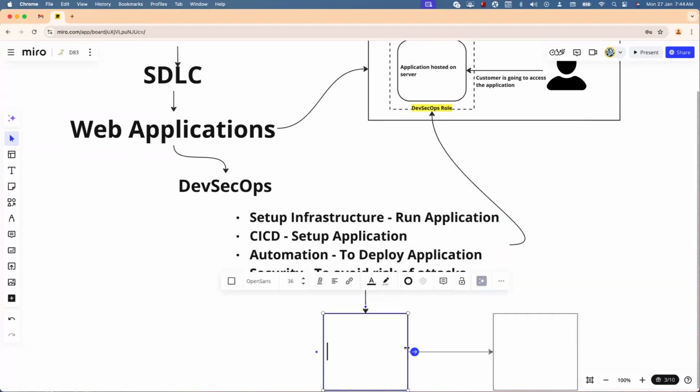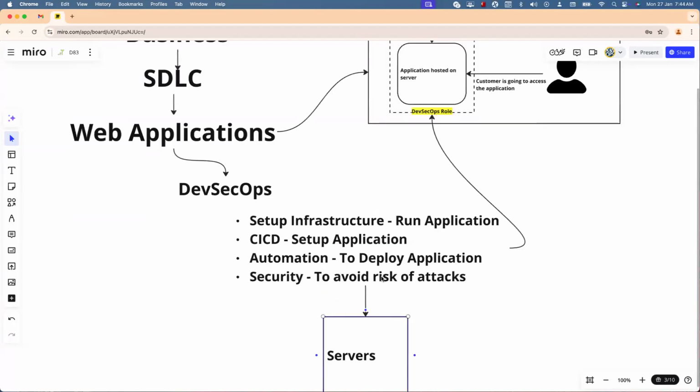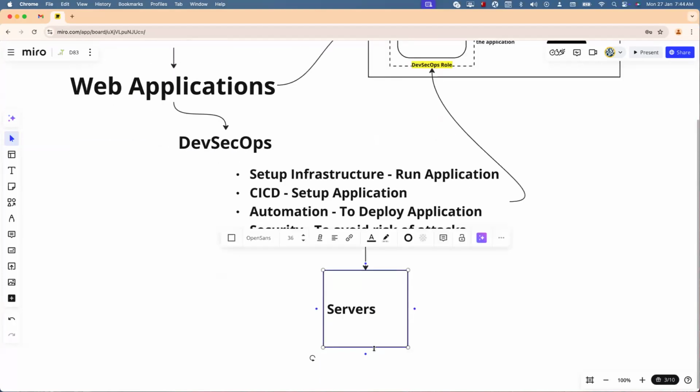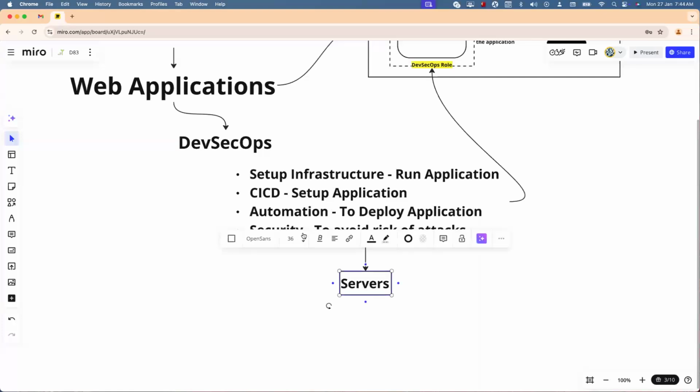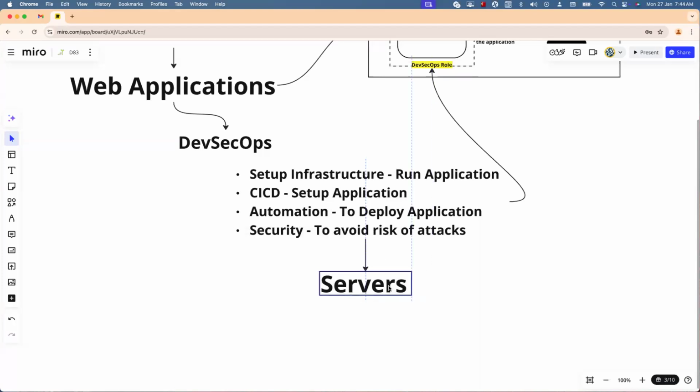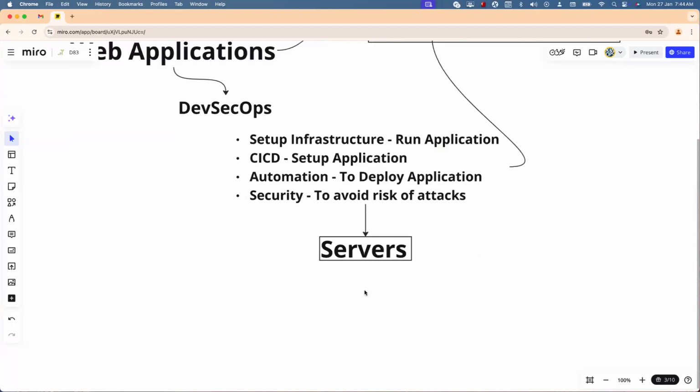So which is servers. So where all these are actually going to run is servers. Okay, so this is what we're talking about.